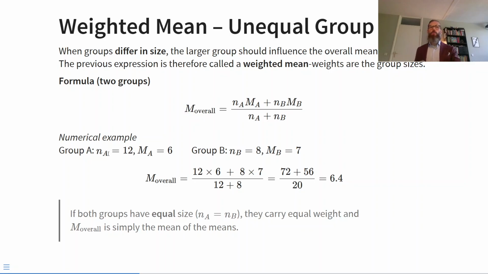So for example, if we have one group with 12 participants and a mean of 6, and another group with 8 participants and a mean of 7, then we would multiply 12 times 6 and add 8 times 7 and divide by the total sample size of 12 plus 8, which is 20. And we see that the resulting mean is 7.4. And that's skewed slightly more towards the mean of the larger group, because that group is more influential. If both groups have equal sizes, then you can just add the 2 means and divide by 2. You don't have to multiply out the number of participants.